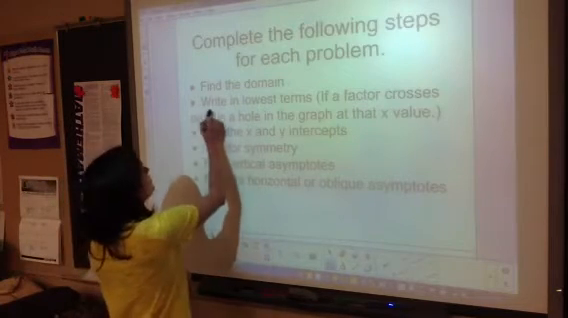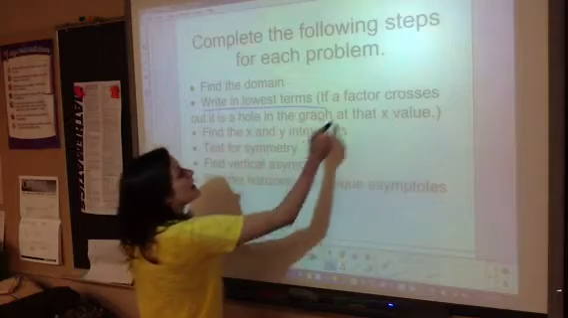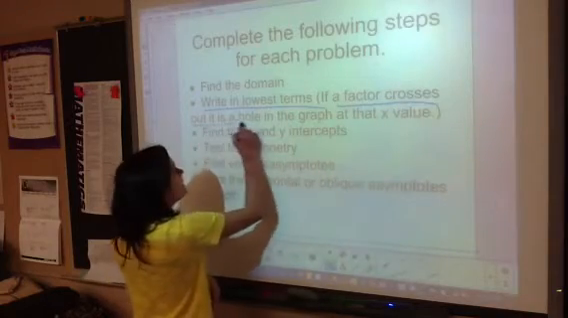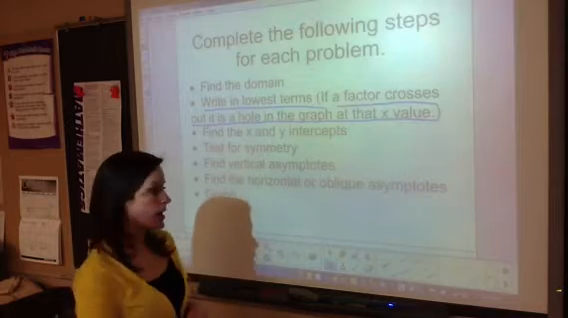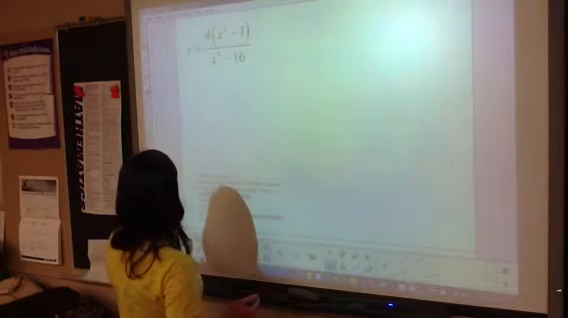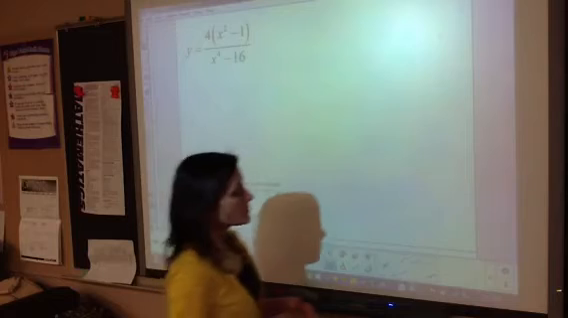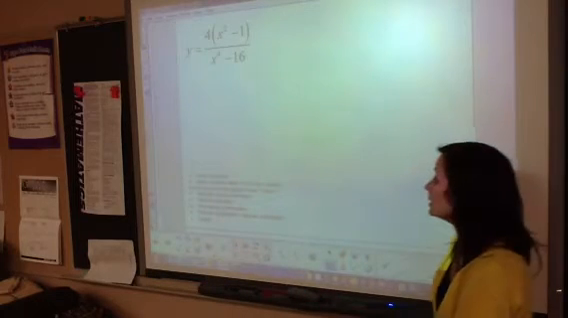The key thing here is when we write it in lowest terms, if a factor crosses out, it is a hole in the graph at that point, not a vertical asymptote. So let's try some problems. So here we go. We have this problem right here.